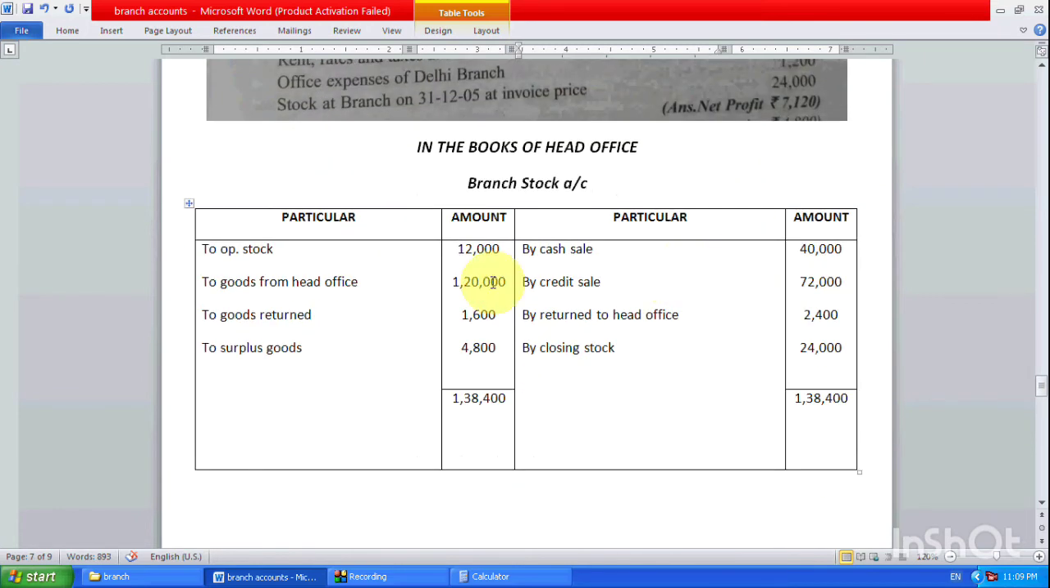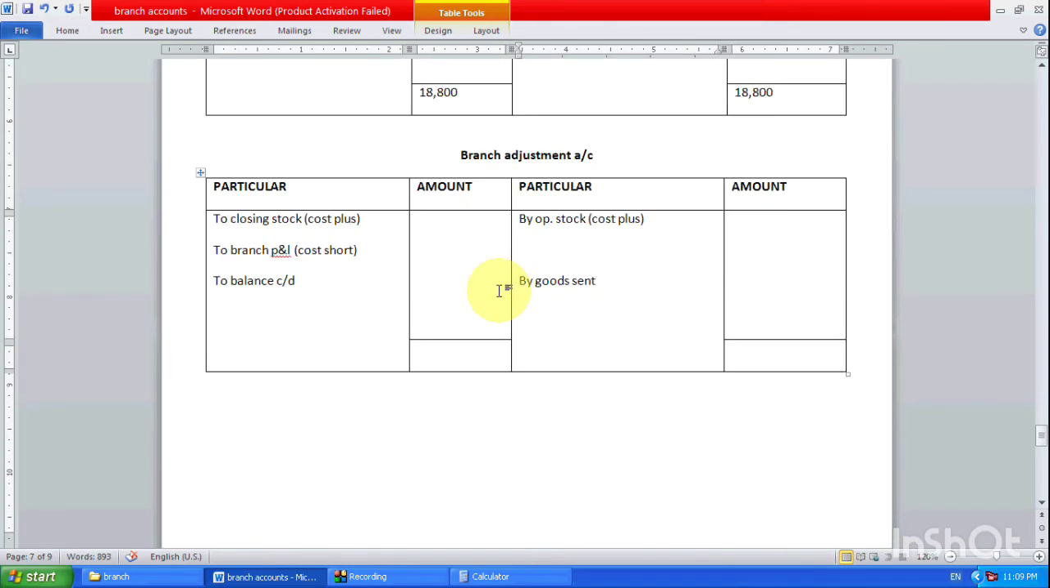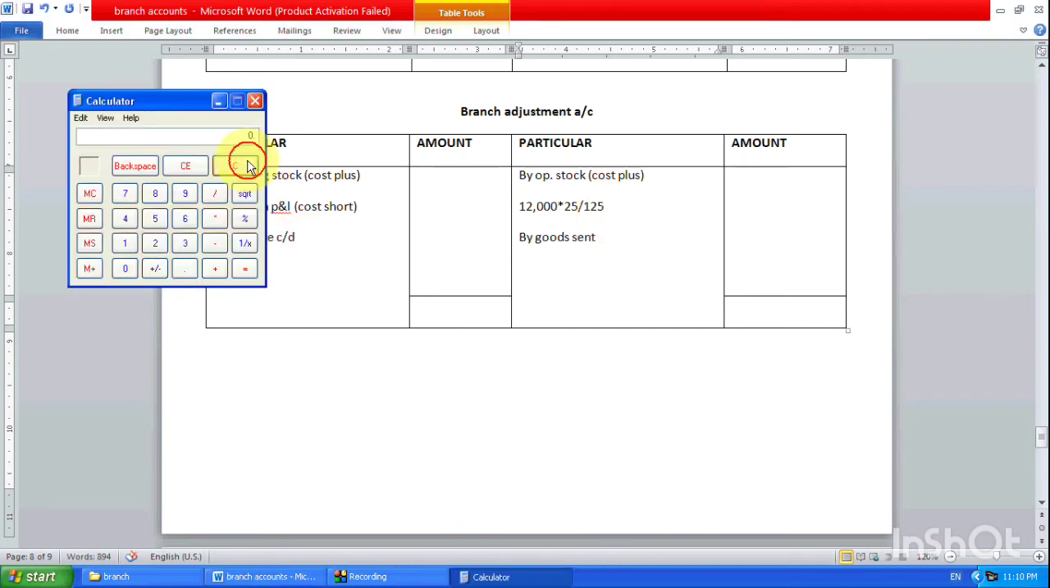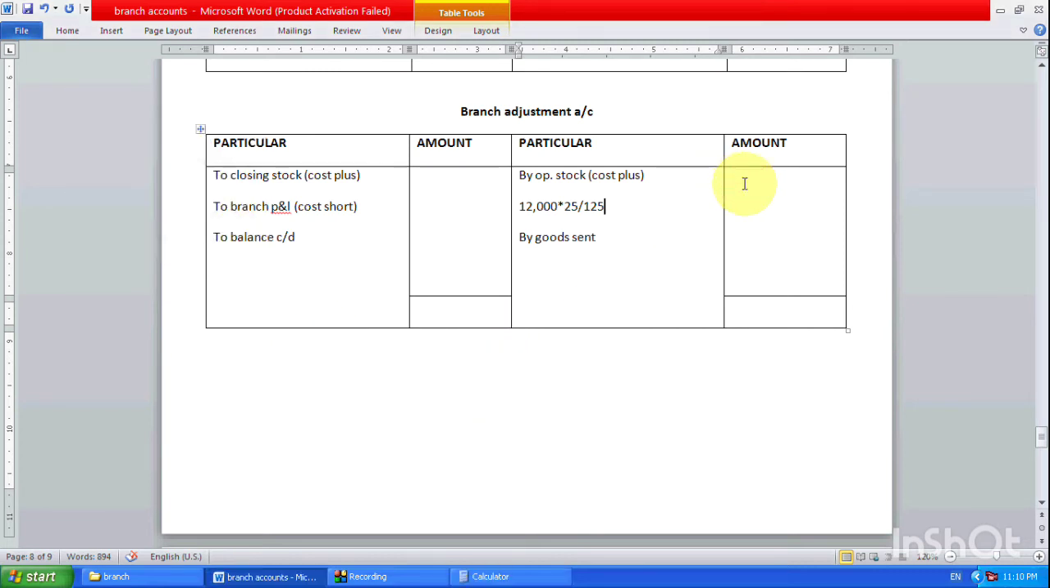See here, opening stock is 12,000. Now right here, 12,000 into how much? 25%, means into 25 divided by 125. So see how much we are getting. 12,000 into 25 divided by 125, 2,400 we are getting.